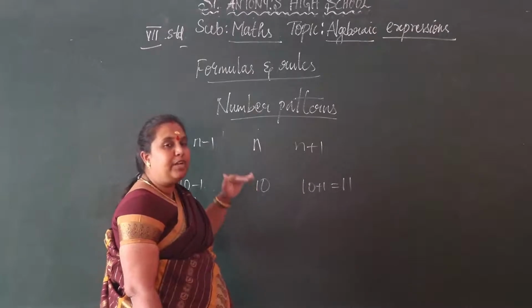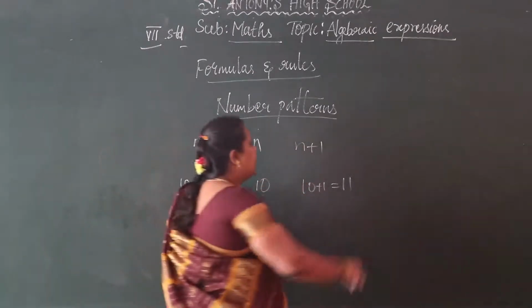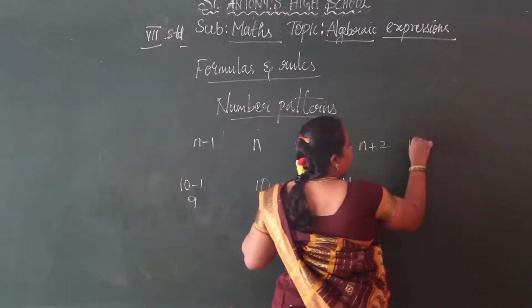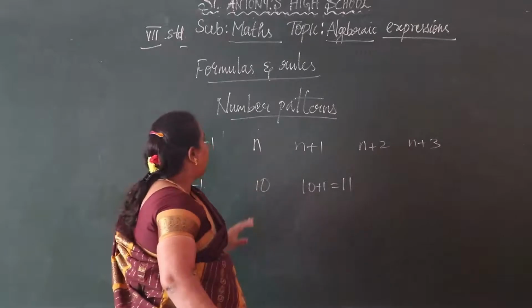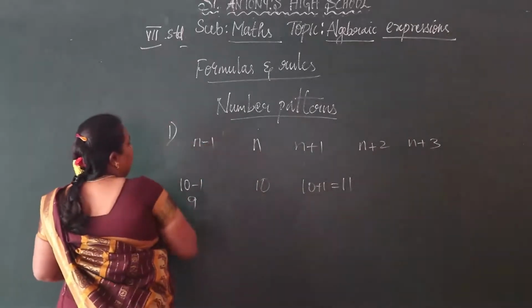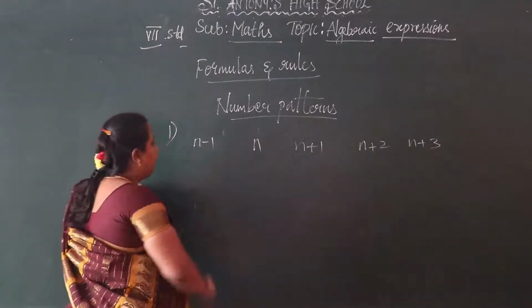For the number pattern, if we write the number n, the next number is n plus 1, the other number is n plus 2, the other number is n plus 3. This is the number pattern. So this is one type of number pattern. We checked it is correct. Let us see one more type of number pattern.